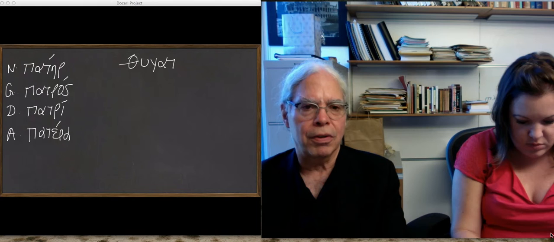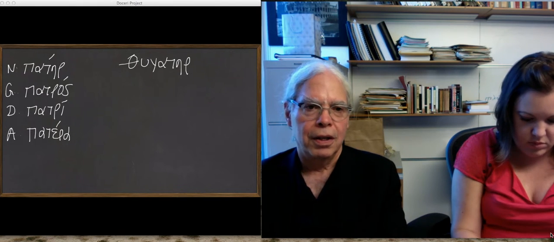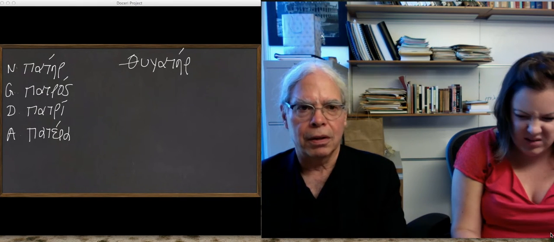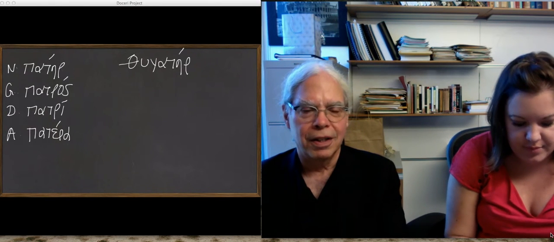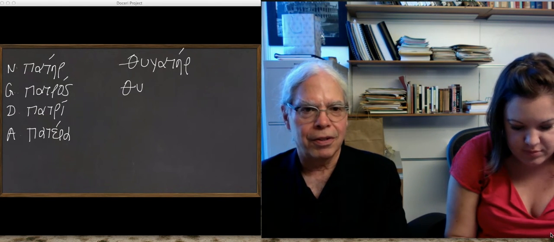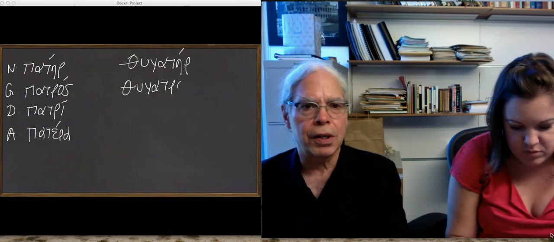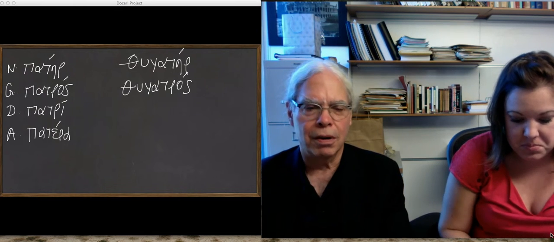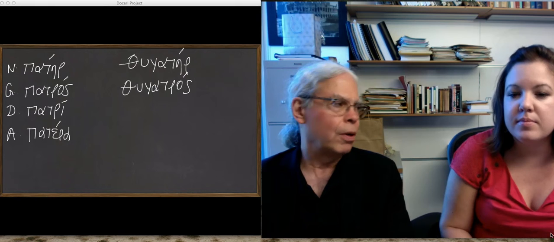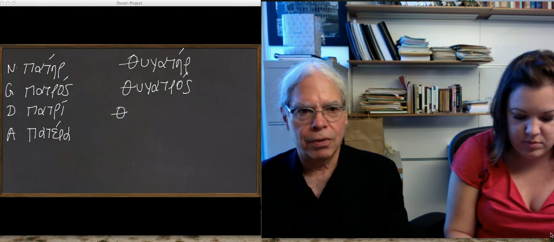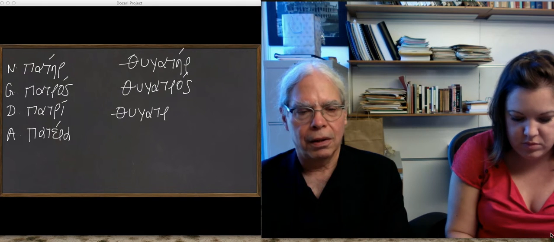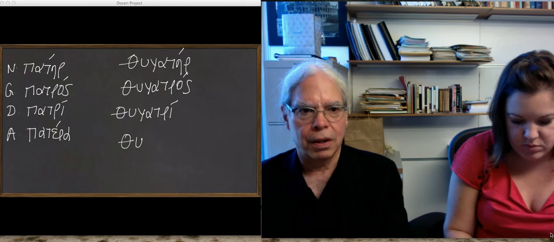This is actually the same word as English daughter. So it's thugater, which gives you daughter in English. You can see this is the G and the T-E-R in English daughter. And in Sanskrit, it's duhitar, so it's the same word. And these are real Indo-European words for members of your family. Thugatros, thugatri, and thugatera.